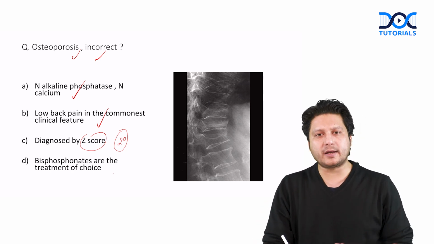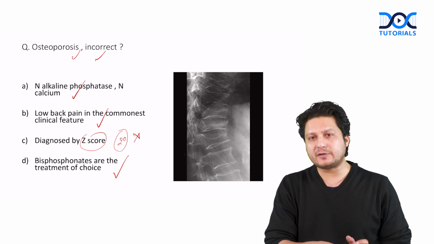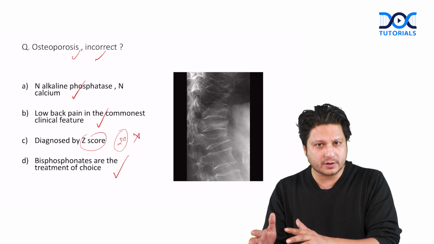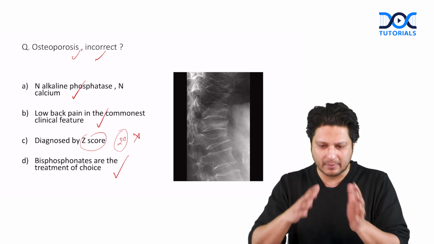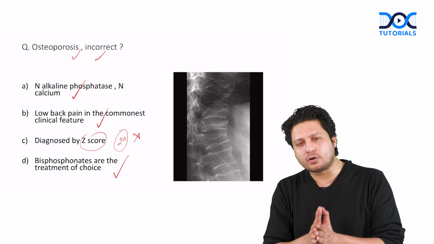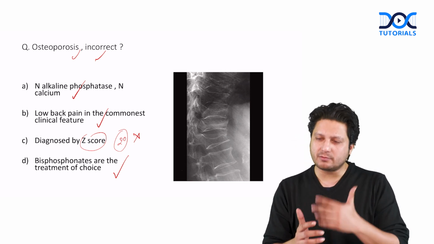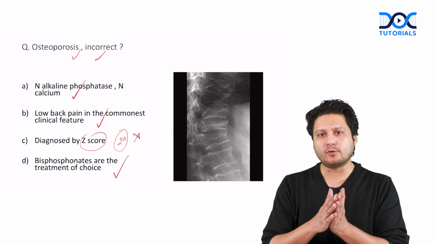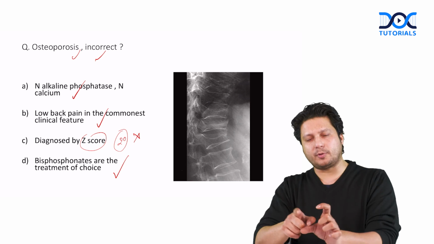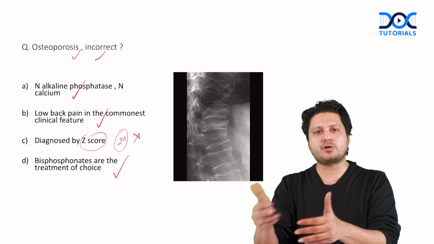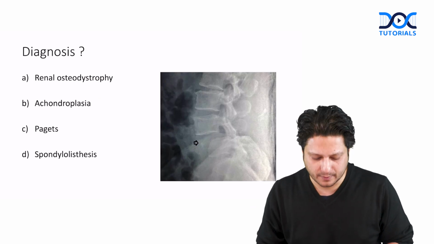Next, bisphosphonates. Yes, no doubt that bisphosphonate is considered to be the first line drug in the management of osteoporosis, be it primary or in the majority of cases secondary. All right. So for this particular question, one option which is ruled out is the diagnosis by Z-score. Primary osteoporosis or simple osteoporosis is diagnosed by T-score. Secondary osteoporosis is diagnosed by Z-score.